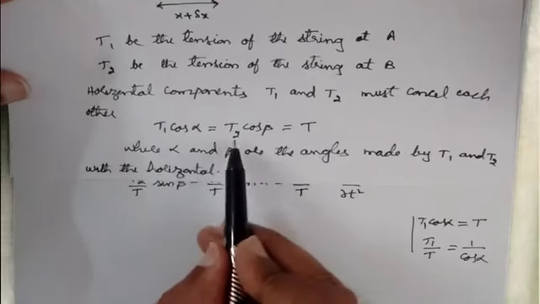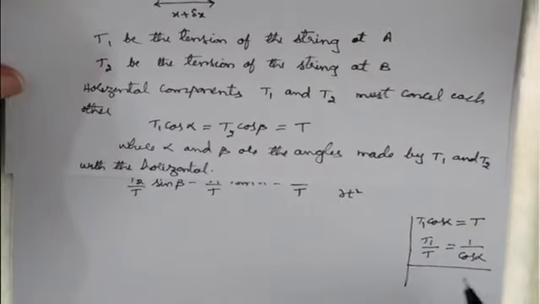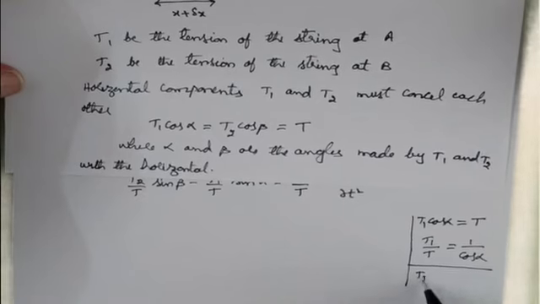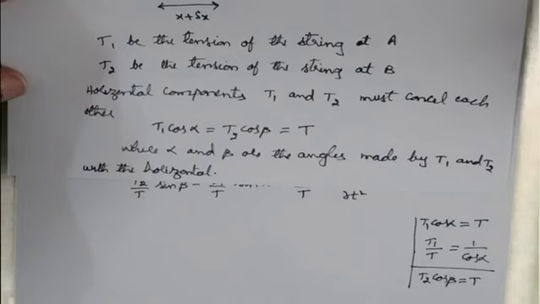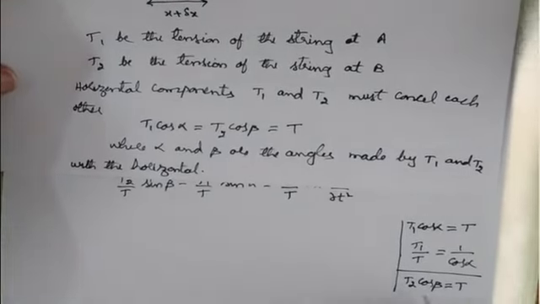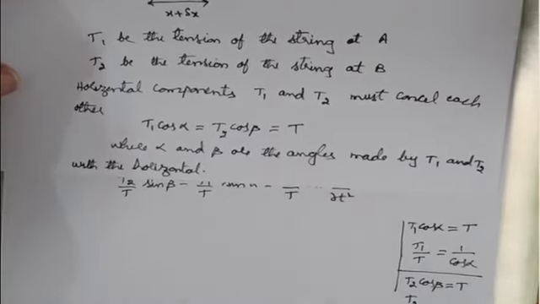We have one more result, T2 cos of beta. Let us take that value also. T2 cos of beta is equal to t. So this will be equal to, again cross multiplying t to the other side, T2 by t.